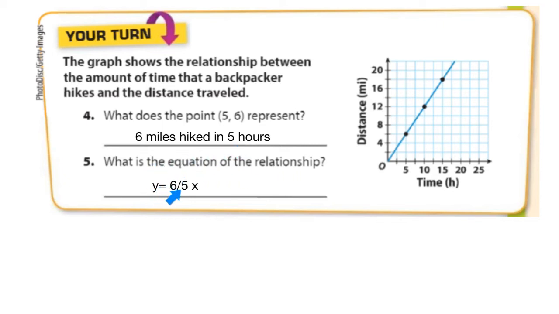y equals 6/5 x. I didn't really know how to type that in, so that's the fraction 6/5. That's why it has that slash in it. So your constant of proportionality is 6/5, and you can get that from any of these points.